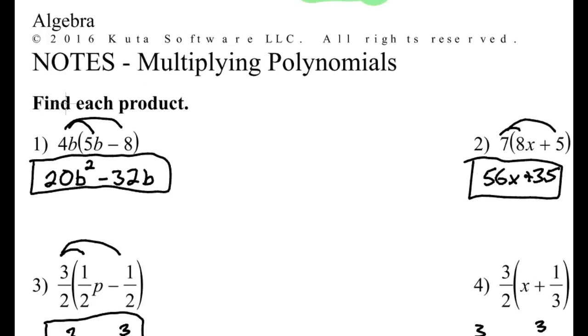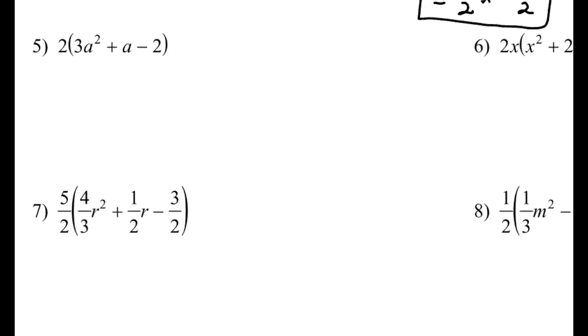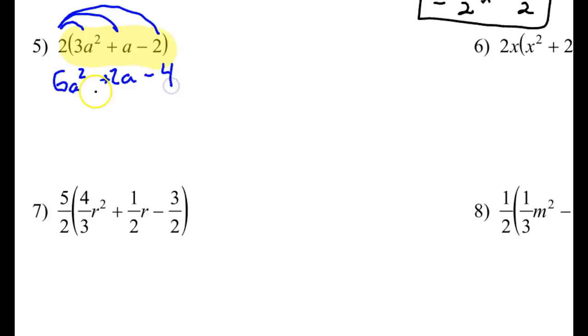Now, we just multiplied one term by 2 terms. When there's 2 terms, it's called a binomial. Anybody take a guess at what 3 terms would be called? Trinomial. So let's multiply by a trinomial now. It just means 3 terms. So we're going to multiply 3 times, right? Distributive property 3 times. 2 times 3a squared. 2 times a. And 2 times negative 2. So same thing, just distributing 3 times, right? Go ahead and get number 6 going.